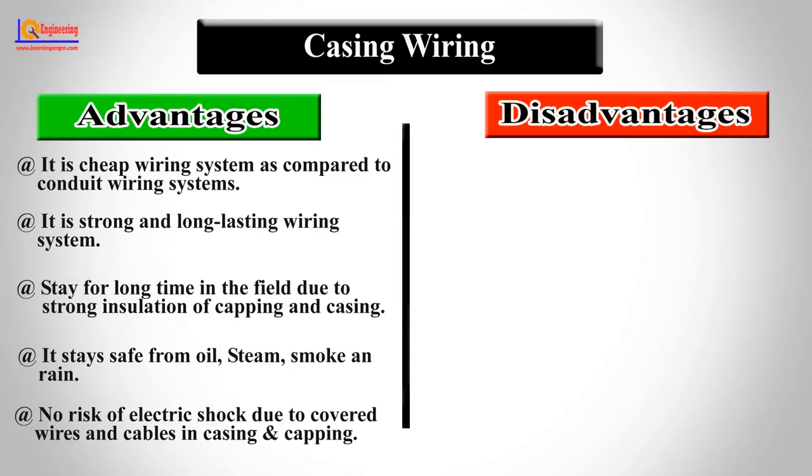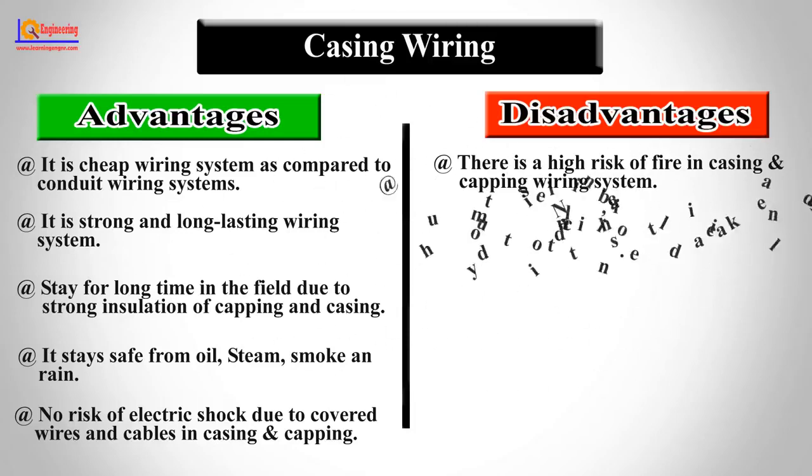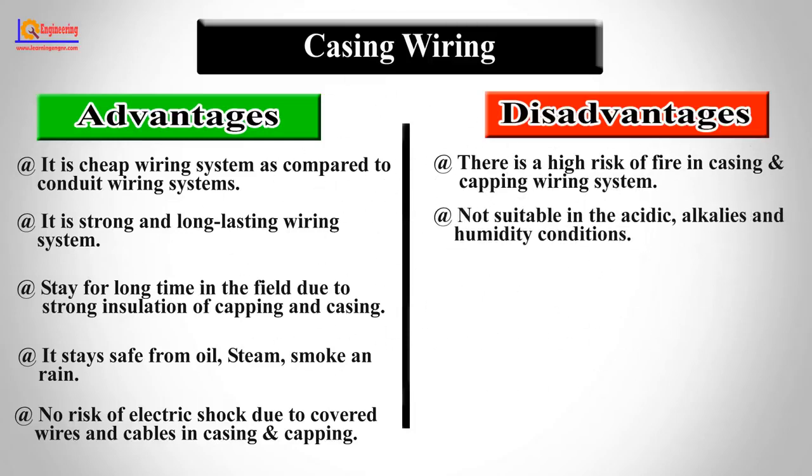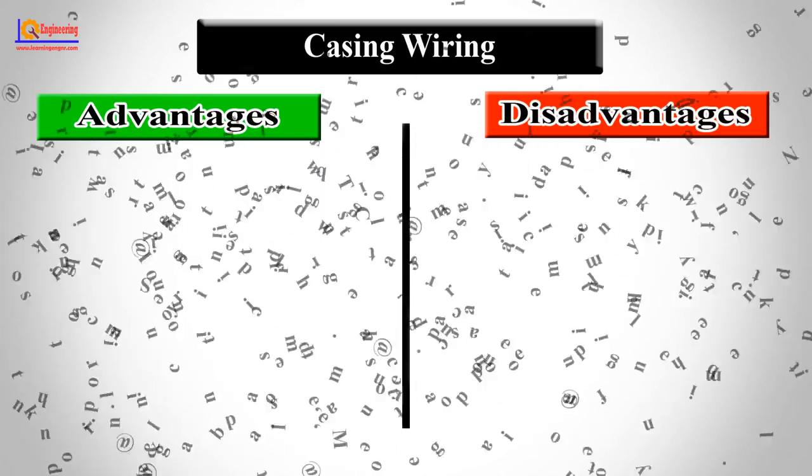Some disadvantages of casing wiring. There is a high risk of fire in the casing and capping wiring system. Not suitable in acidic, alkaline and humid conditions. Costly repairing and needs more material. Material can't be found easily in the contemporary market.